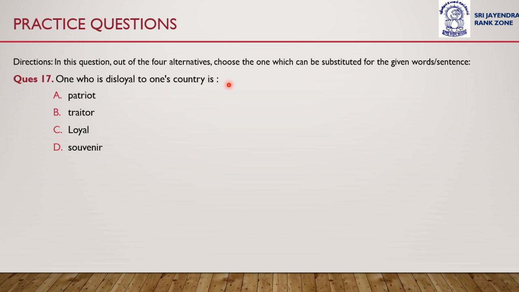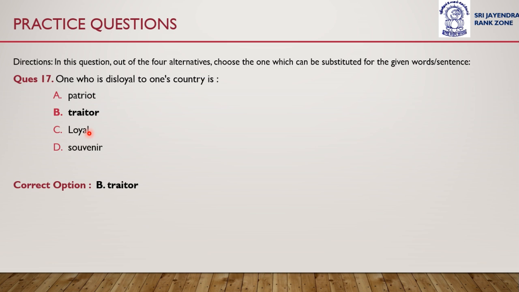Which of these words is used to describe one who is disloyal to one's country? One who is disloyal to one's country is option A, patriot, option B, traitor, option C, loyal, or option D, souvenir. I hope all of you have recognized the correct answer. The correct answer is option B, traitor.